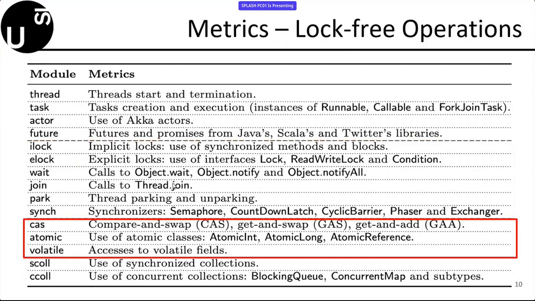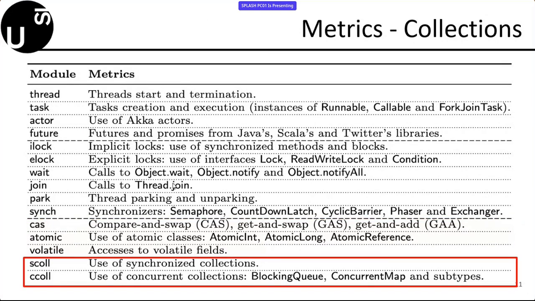Another set of modules focuses on lock-free operations, in particular low-level operations like compare-and-swap, the use of atomic classes like AtomicInteger, AtomicLong, AtomicReference, and finally, accesses to volatile fields. And the last two sets of modules focus instead on the use of synchronized and concurrent collections that are frequently used by concurrent applications on the Java virtual machine.